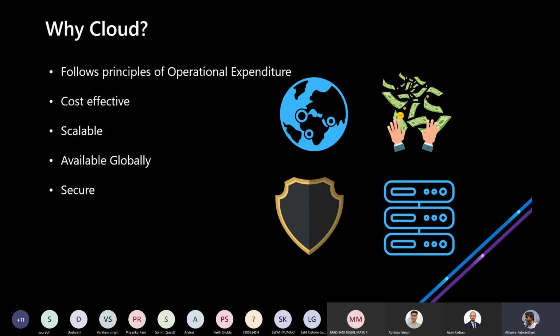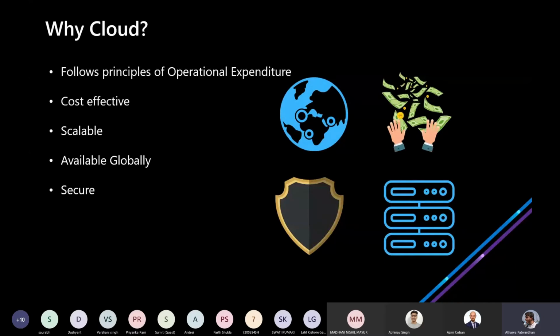The second point being it's cost effective. I don't think there is any need to explain that. Third, it is scalable. Scalability means I can increase or decrease the amount of resources that I want as I need them. Then it is reliable because it is available globally. And what it means by available globally, my friend Azmi will be covering later on.